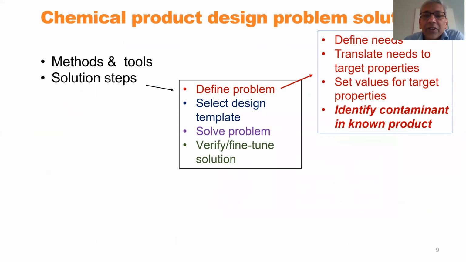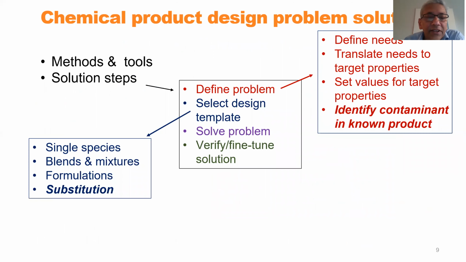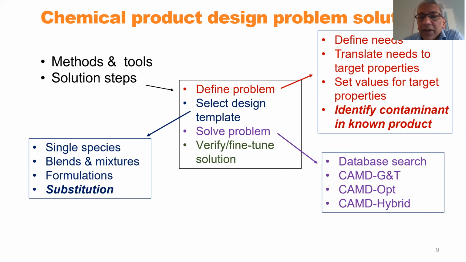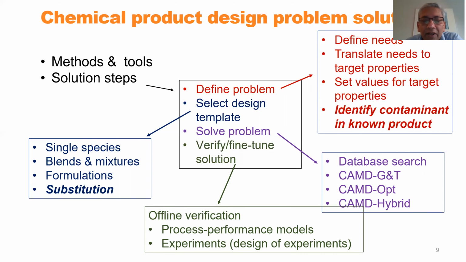The first step is to define the problem. The second step is to find out which design template to use. The third one, based on the definition of the problem and the design template, is which kind of method to use. G and T is generate and test. CMD opt is optimization. Hybrid is a combination of all. And then finally, we need to verify.